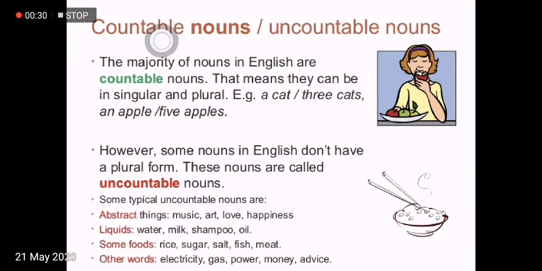So countable nouns are those nouns which you can count, which we can make plurals of, like a cat, three cats, an apple, five apples. Anything you can count is a countable noun.